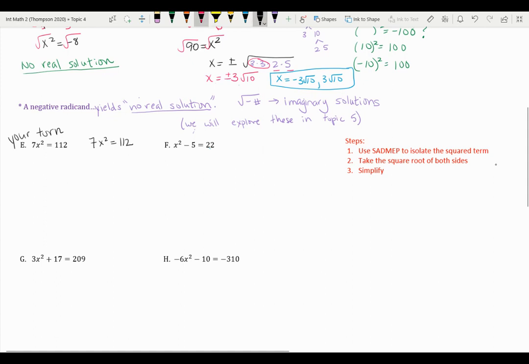Okay, so hopefully you've already solved E. And if you did it right, then you would get -4 and +4 for your answer. Yay, hopefully it went well. Okay, so for 7x squared equals 112, I got to get rid of the 7. So I divide everything by 7. And that leaves me with x squared is equal to 16.